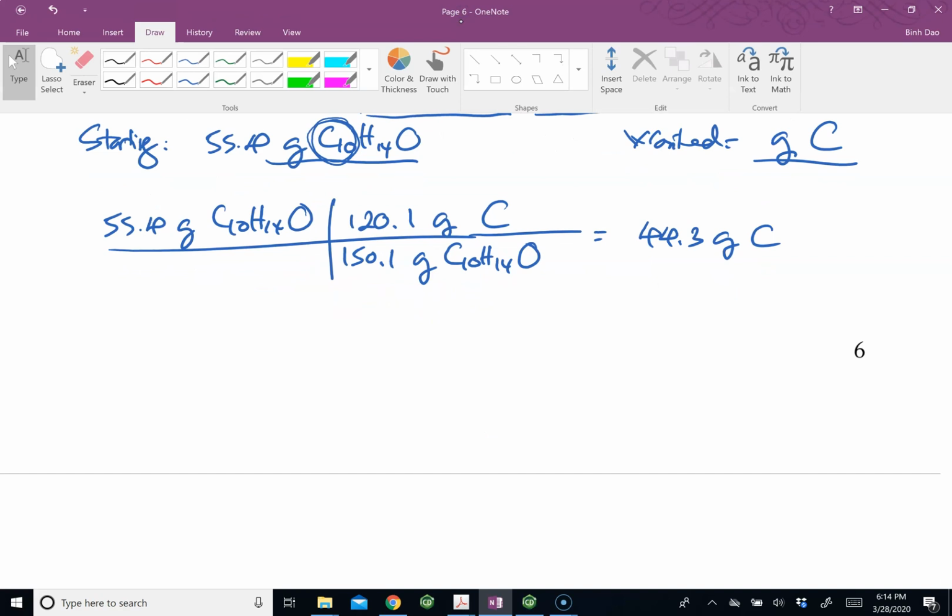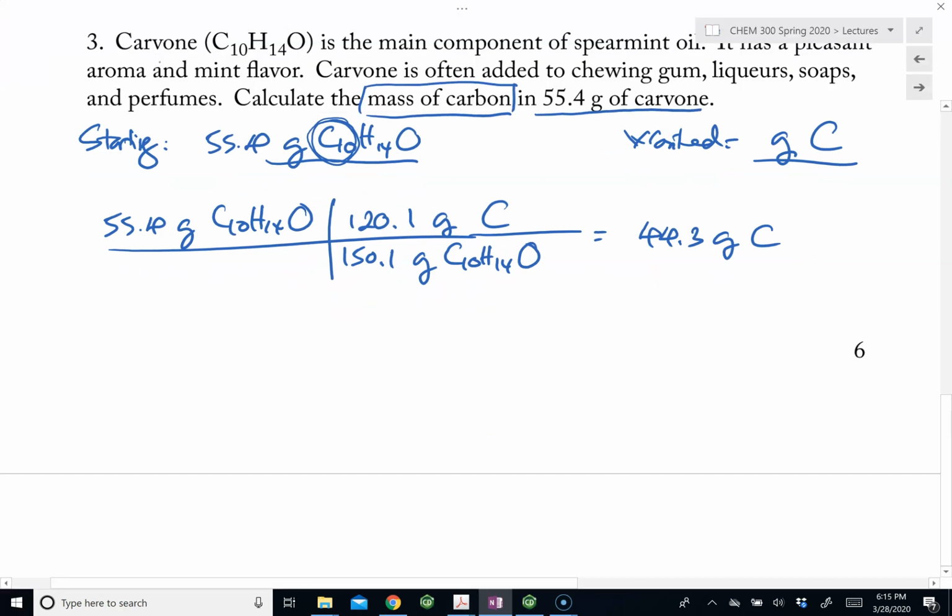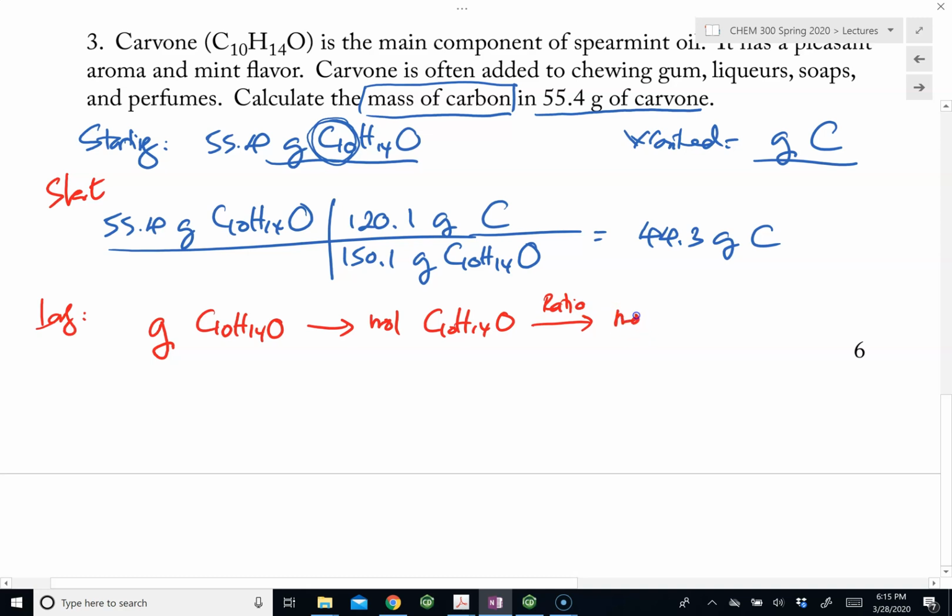I will also show the longer way of how to do this. So this would be the short way, and now let's go over the long way. The long way is to start from the grams of carvone and convert this into moles of carvone. Once we have moles of carvone, we see that for every 1 mole of carvone, there are 10 moles of carbon. So I'm using the ratio between carvone and carbon to convert this into moles of carbon. Once we have moles of carbon, we can apply the molar mass of carbon to get to the grams of carbon. That will be the longer method of solving this.